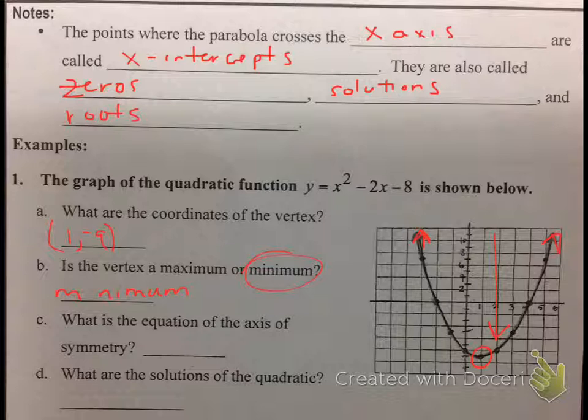What is the equation of the axis of symmetry? This is where I lose a lot of students because they forget how to write this. But this is very, very simple. All I have to do is essentially draw a line through the axis of symmetry. Well, I go through the vertex, and I draw a line.